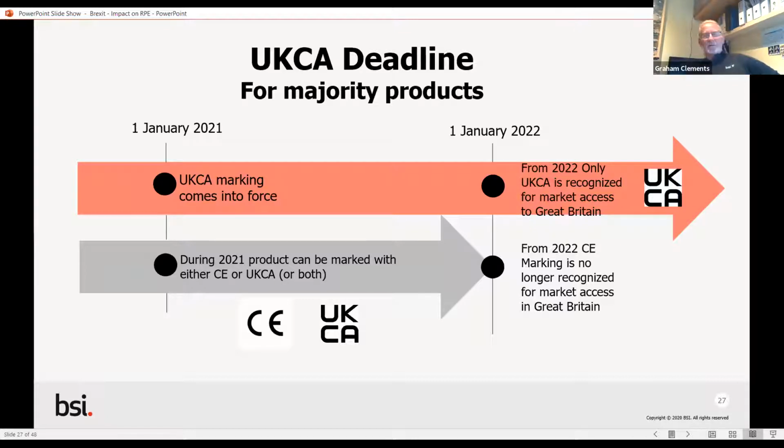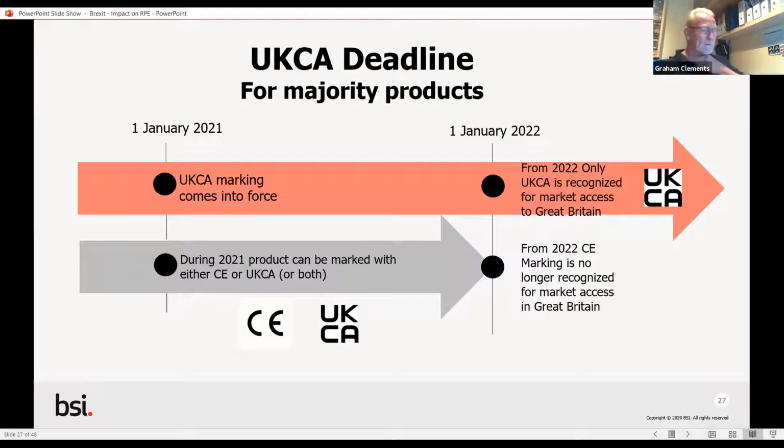But we do need that UKCA mark in place on the 1st of January 2022, which is the ruling at the moment. Whether there's any easement on that, if we get to the end of the year and it proves impossible for everybody to achieve it, then we don't know. But at the moment, they're the rules, and they're the rules we have to commit to. So you will need the UKCA on your product to place it on the market after the 1st of January 2022. And of course, the same rules apply in terms of what is placing on the market.